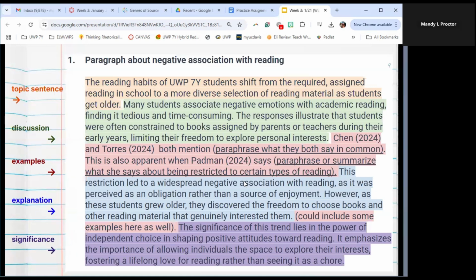So I wanted to just walk through an example together of what a paragraph like this will look like. Okay. So we have a paragraph about a negative association with reading. And you'll see that it's color coded here with topic sentence, discussion, examples, explanation, significance. So if you want to pause and read through this, you can.